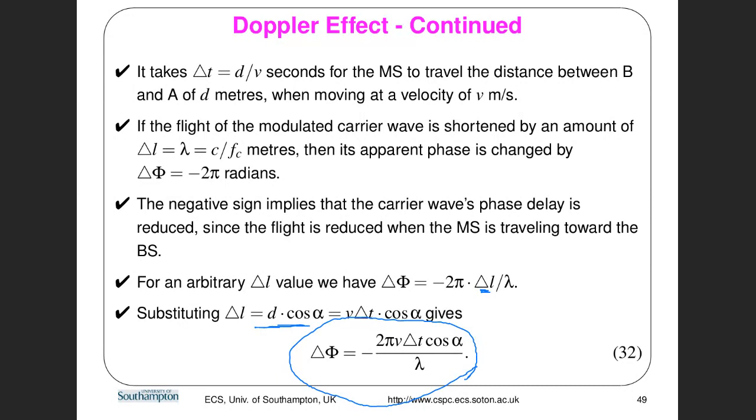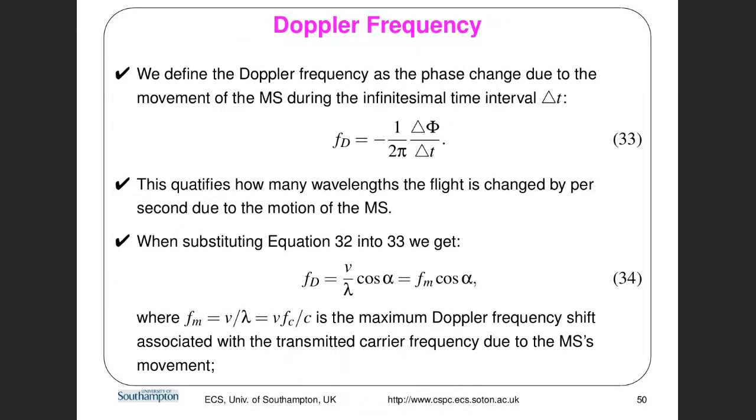So as I said before, frequency is a unit of phase change over time interval. So if we put time interval on the left, then we get the frequency change. So Doppler frequency is defined by equation 33 here: phase change divided by the time interval. And it's normalized because there are 2 pi radians in each cycle. So Doppler frequency's unit is hertz.